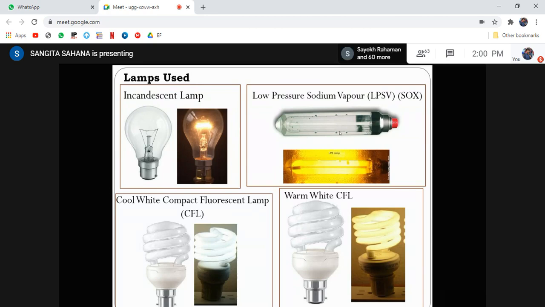The first one is the tungsten filament lamp or the incandescent lamp. Here you can see that it will emit some yellowish kind of light. You have already seen this lamp in your house, maybe. The second one is the low pressure sodium vapor lamp, or the LPSP lamp. Here the color appearance is golden yellow. And then the two types of CFL. The first one is cool white CFL, which will emit bluish white. And the fourth one is warm white CFL, which will emit yellowish white.